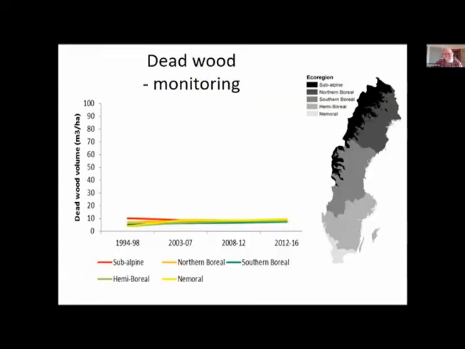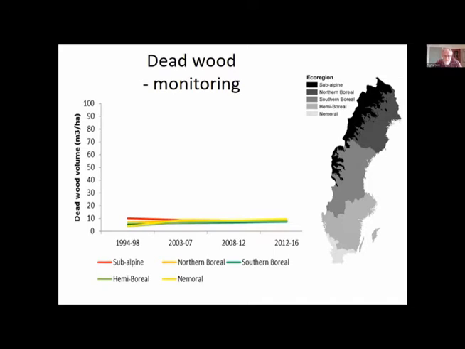Another example is the amount of dead wood, which is also a common indicator at the European level. And the way you present data is very important. So this is the official statistics on the amount of dead wood in the same regions as before. And if you make the y-axis long, or tall, from 0 to 100 cubic meters per hectare, you can see that yes, there is an increase in most of Sweden, but there is also a decline in the northwest.